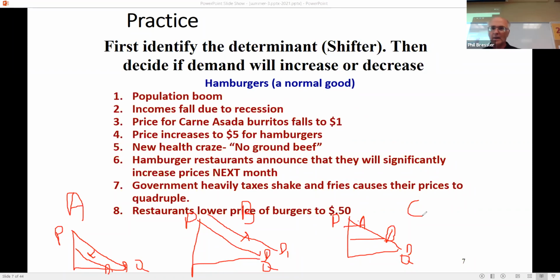Okay. All right, Ryan, what do you have for number 2? Income falls due to recession. First, the determinant, Ryan, would be what?